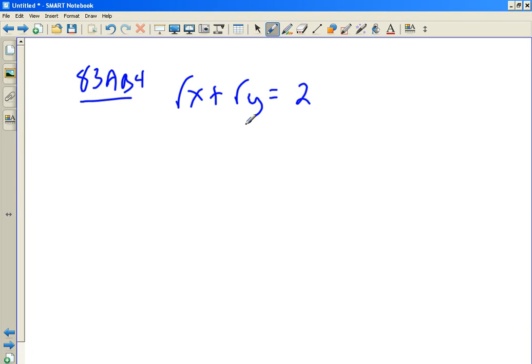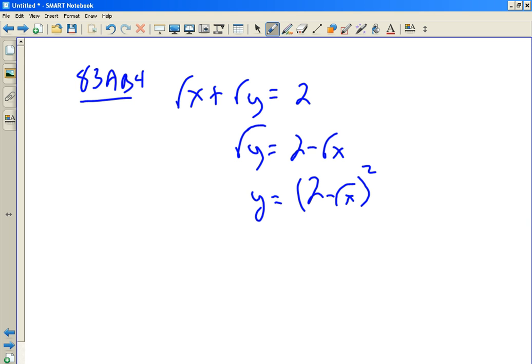Now, could you graph that on the calculator if you wanted to? How would you? You've got to get y alone, right? So how do you get y alone? Add x, subtract rad x. So rad y equals 2 minus rad x, so what's y? 2 minus rad x, squared, right? So that's really the function that we're dealing with.